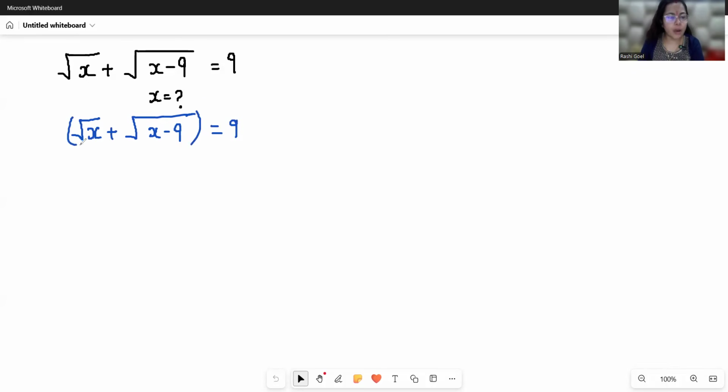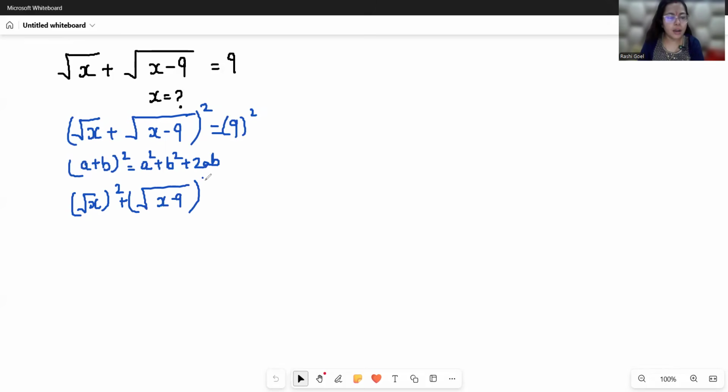So if I do squaring both sides, it becomes (a+b)² which equals a² + b² + 2ab. So (√x)² + (√(x−9))² + 2 times √x times √(x−9) = 9², which is 81. So with the help of the square, the root removes.